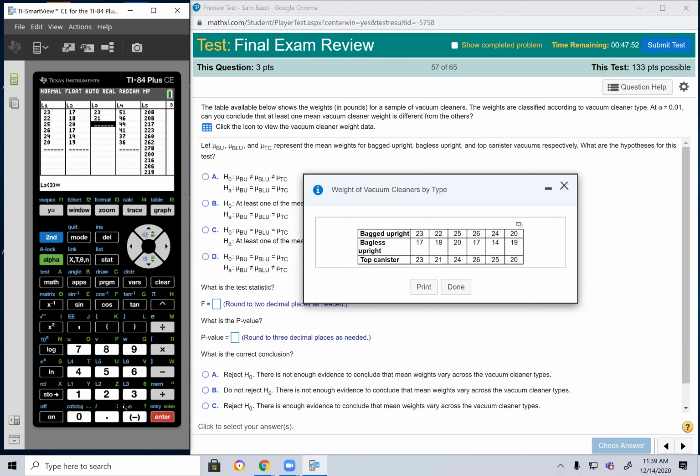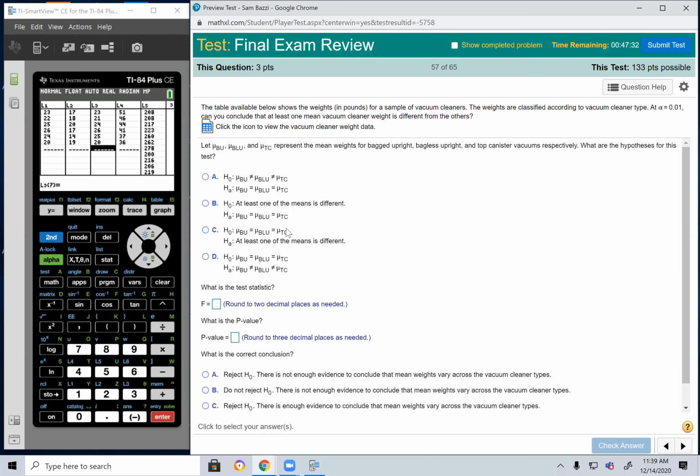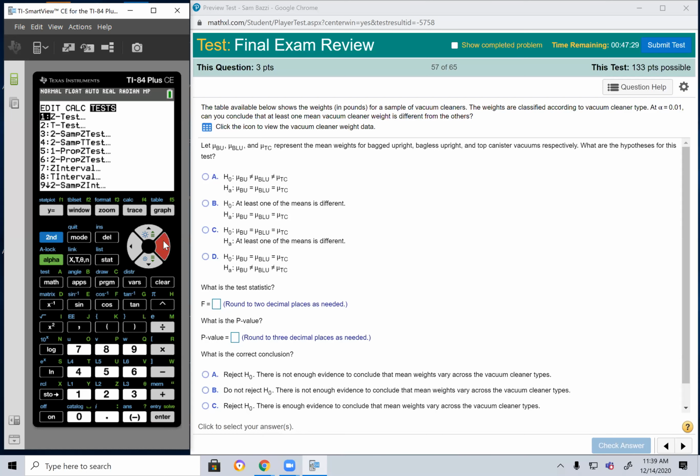I got 23, 21. So the challenge here is just to enter the data, guys. 24, 26, 25, 20. And if I were you, I would double check my data set just to make sure that I entered stuff properly, because there's no way for me to know what you entered there. And we're gonna go to stat, tests. It's the last test, ANOVA. And you enter, guys, second and L1, comma, second and L2, comma, second and L3, close it, and enter.